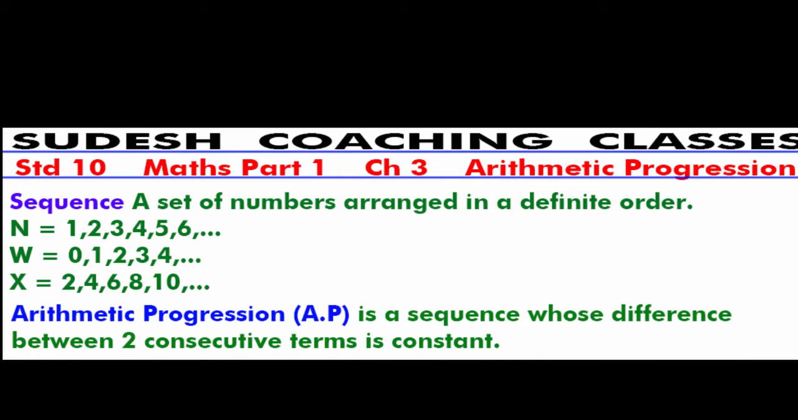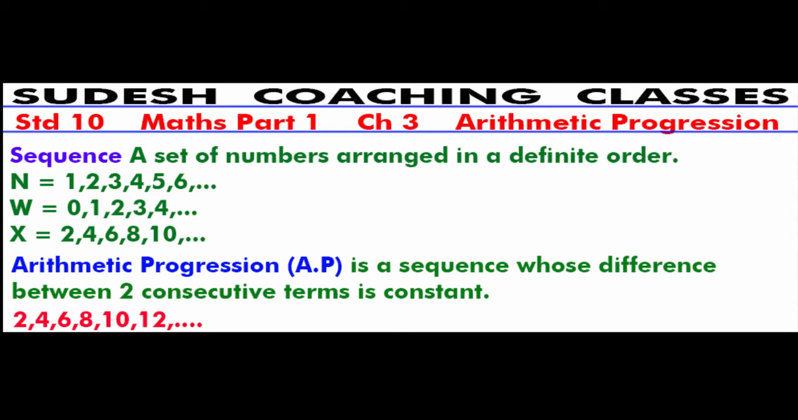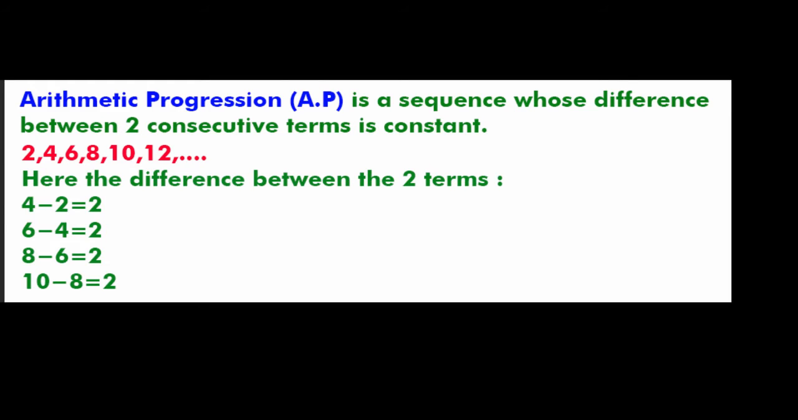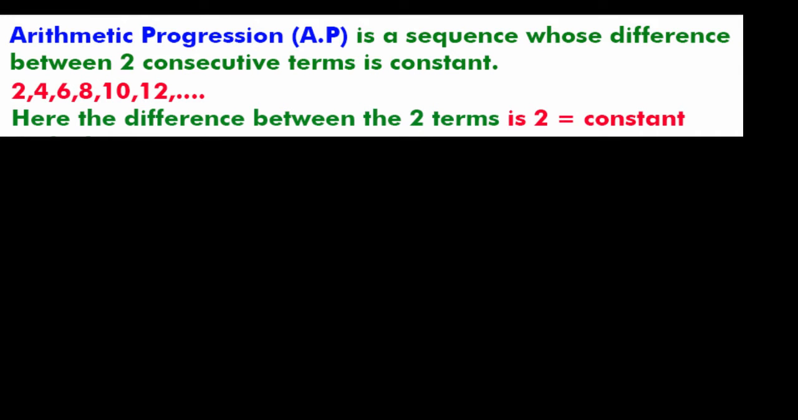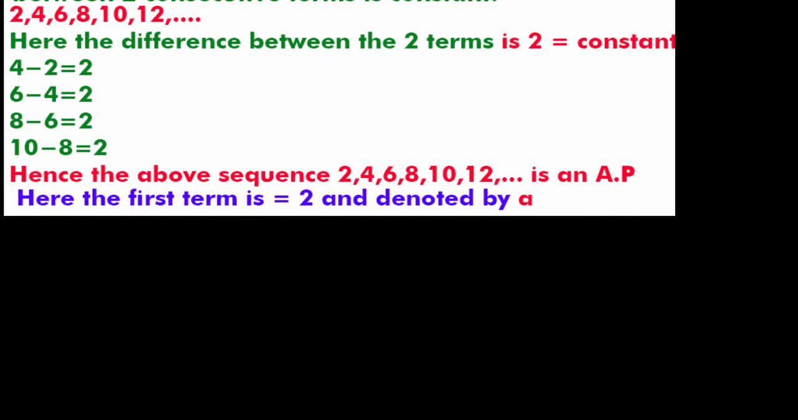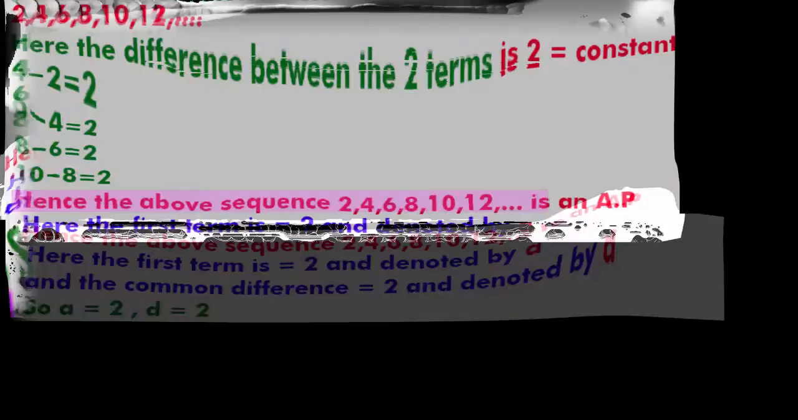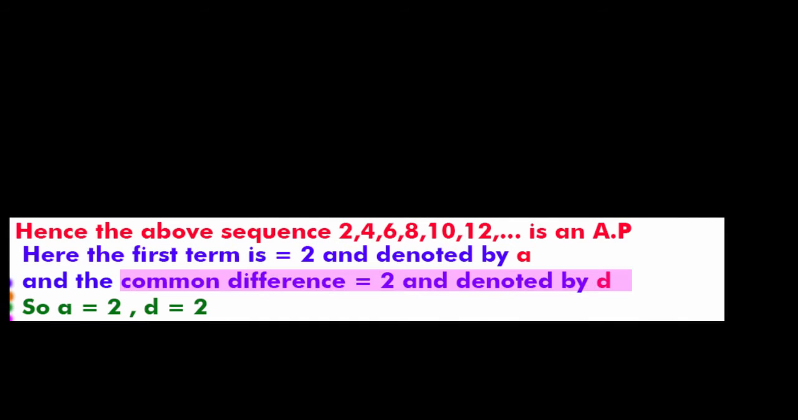So what is an arithmetic progression? It is a sequence whose difference between two consecutive terms is always constant. Example: 2, 4, 6, 8, 10 and 12. Here the difference between every two terms is always 2. You can see that very well. Therefore we can say the difference 2 is constant. So it proves that it is an arithmetic progression. Here the first term is 2, denoted by letter A, and the common difference is 2, denoted by letter D.